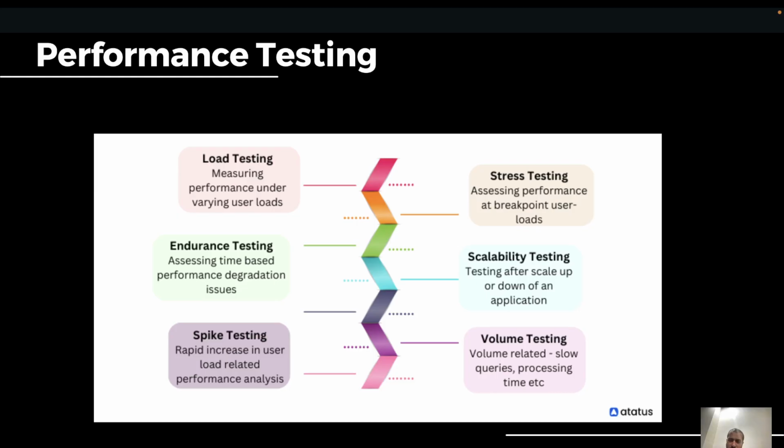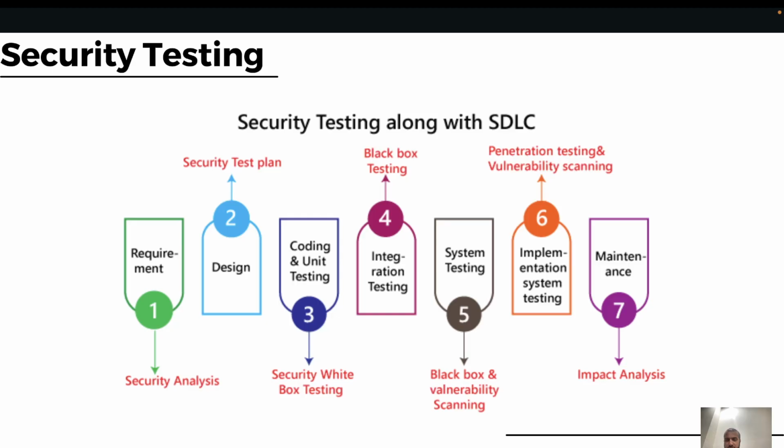Then you have the spike testing. We do this testing for rapid increase in user load related performance analysis. So let's say that you have a sudden surge in the number of users who are actually part of the system now. So how do we ensure that when such scenarios do come up, we are able to handle this with the existing system? Next, stress testing, assessing the performance at the break point. Next is scalability. So testing after the scale up or scale down of an application is when you do your scalability test. Then volume based testing, volume related like slow queries and process time, etc.